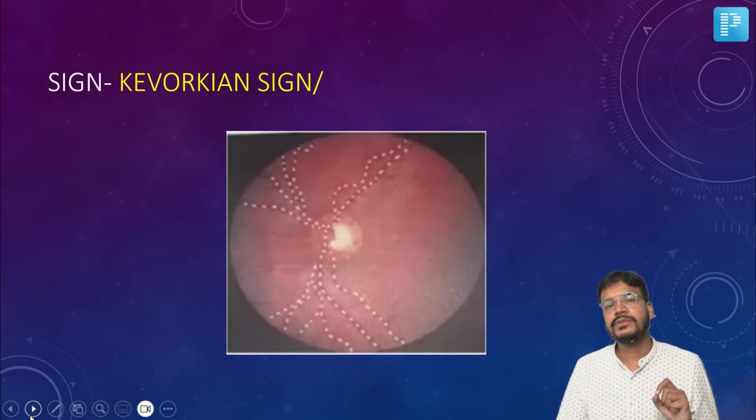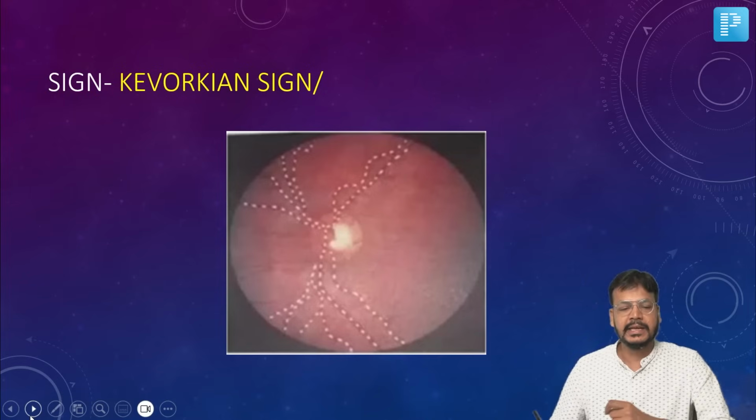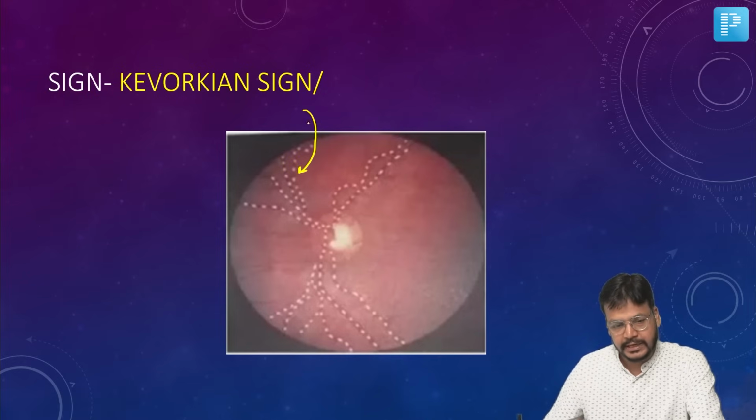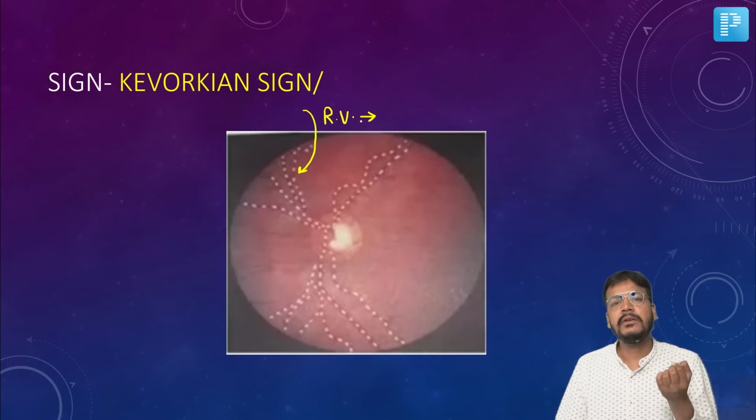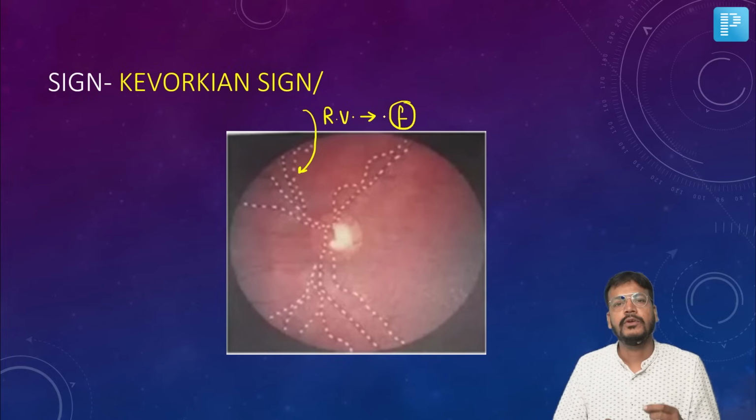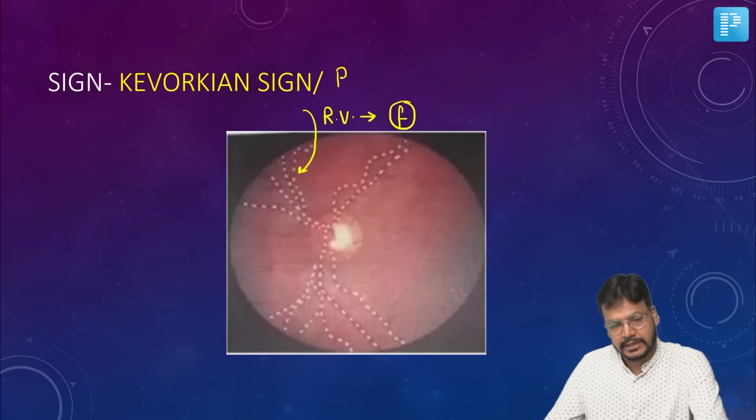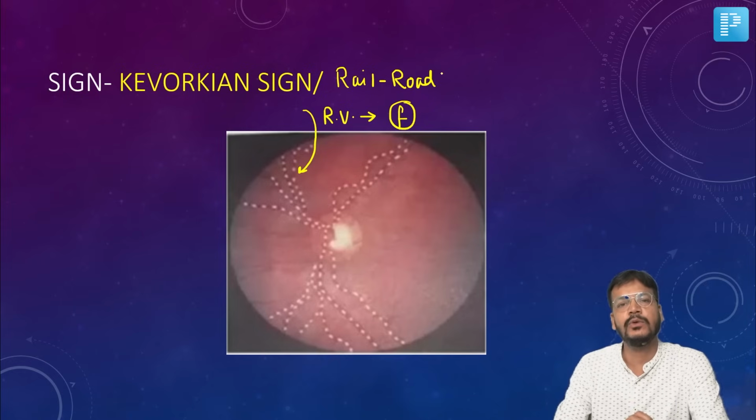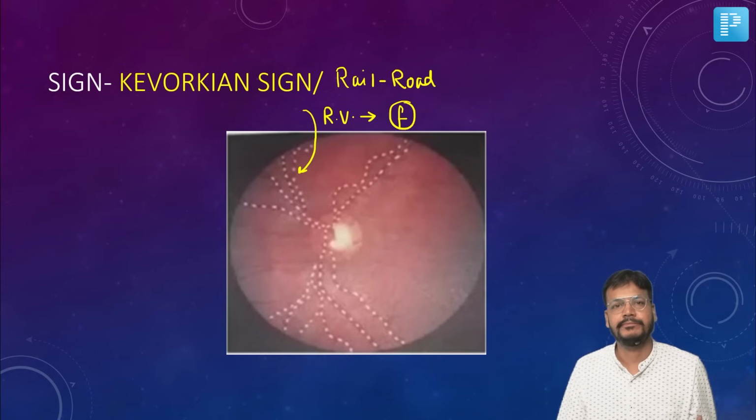Now, sir, this question comes in exam. This is one post-mortem change. This is Kevorkian sign. Kevorkian sign is retinal vessels fragmentation. The retinal vessels fragment. This is also known as railroad sign or cattle trucking sign.